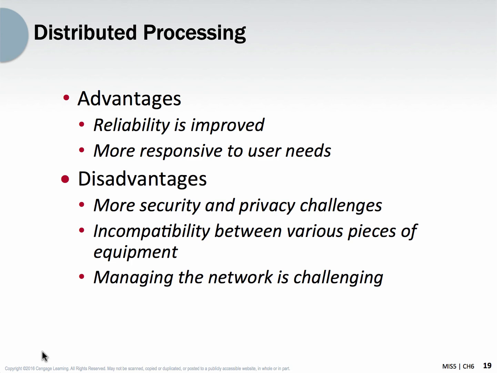We talked about in the last two chapters how any good security system is going to make sure that the data is accurate and that the data remains what it was before it was processed. And that's a disadvantage here because you do introduce risk into the system. Something else is that sometimes you can have incompatibility between equipment. And then the final piece is that managing the network is challenging.